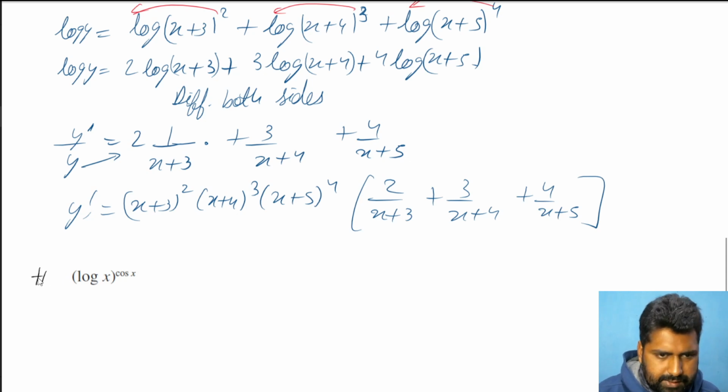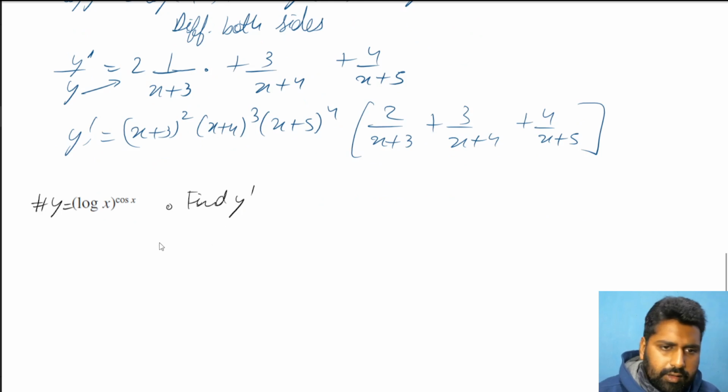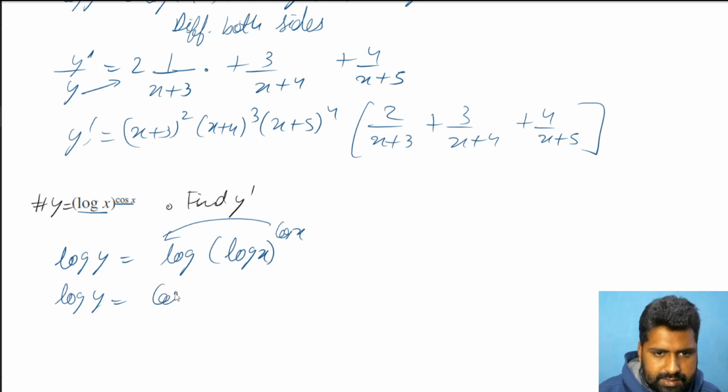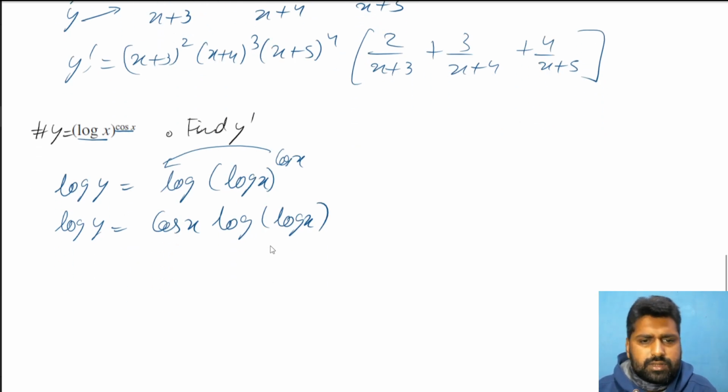(log x) raised to power cos x, that's your y. Find y dash, dy by dx basically. So you can again see variable raised to power variable. So what we have to do? Take log. So log y is equal to log of (log x) raised to power cos x. Take the power down, log y is cos x log (log x). Now this is something that we have done, function of function. We know we have to use chain rule accordingly. So differentiate now.